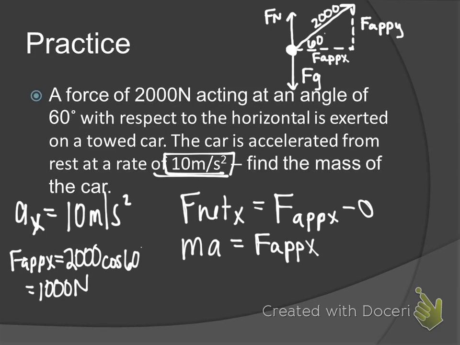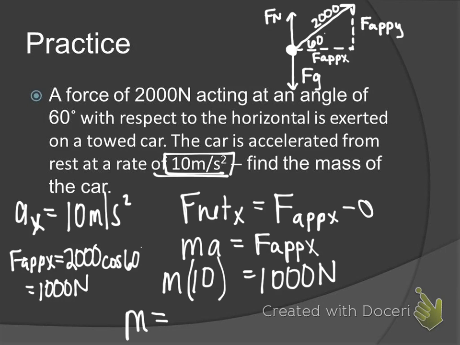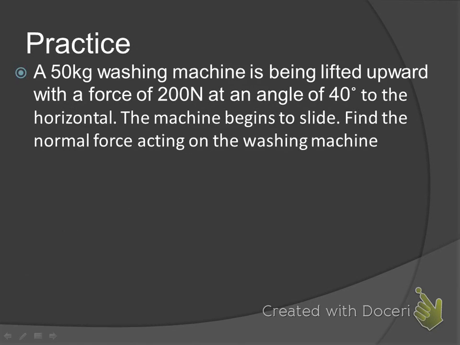So now we can go ahead and plug that in over here for our F applied x. We're solving for mass, so we're going to leave that as an m. That's what we're solving for. That's a variable we need to save. And then we know our acceleration in the x direction is 10 meters per second squared, which means the mass of our car is 100 kilograms.